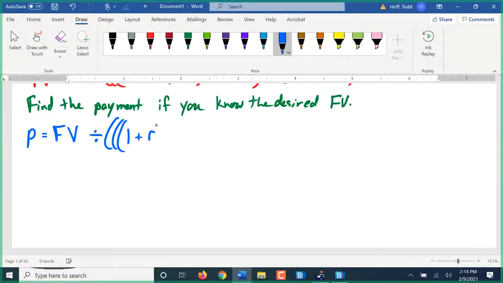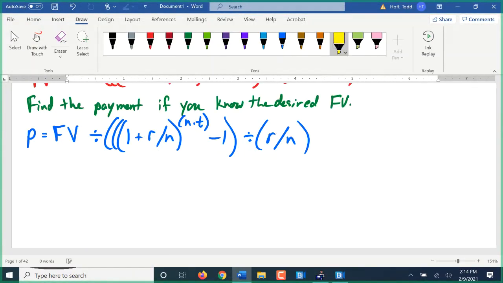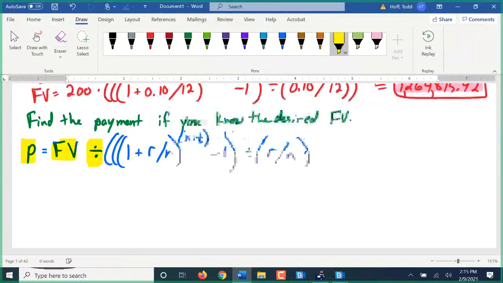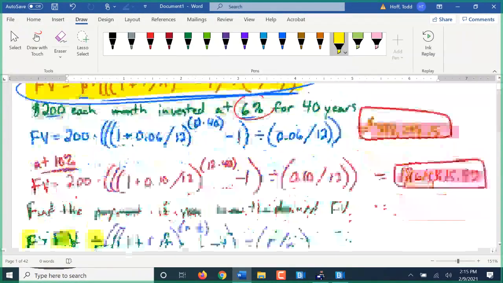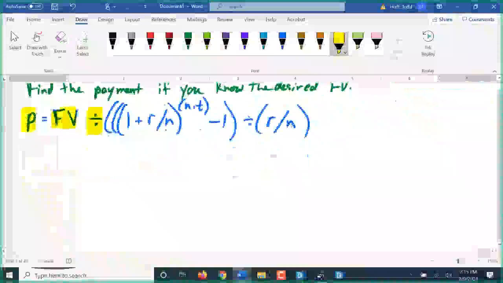1 plus r divided by n to the power of n times t minus 1, close parentheses, divided by r divided by n. Everything here you'll notice is the same except for its divide here, and then this is the future value and the payment, I should say, switch spots.